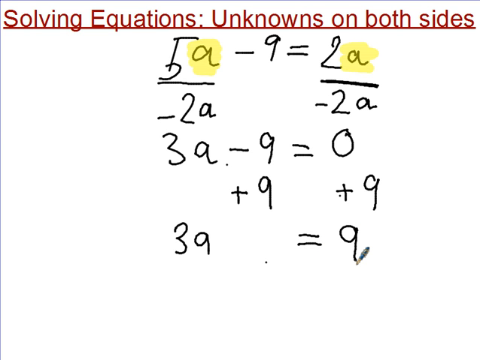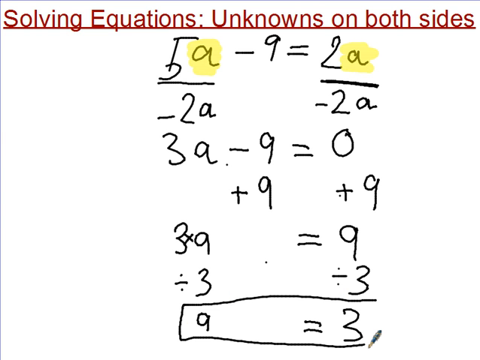So now I have 3a equals 9, so to undo this multiply by 3 here, I'm going to divide by 3 on both sides. I'm always doing the inverse operation, and that gives me a on this side and 3 on this side, and this is the solution to my equation. a is equal to 3. I can check this is correct by substituting this value into my equation. I'm not going to do that now, but in an exam that would be a sensible thing to do.